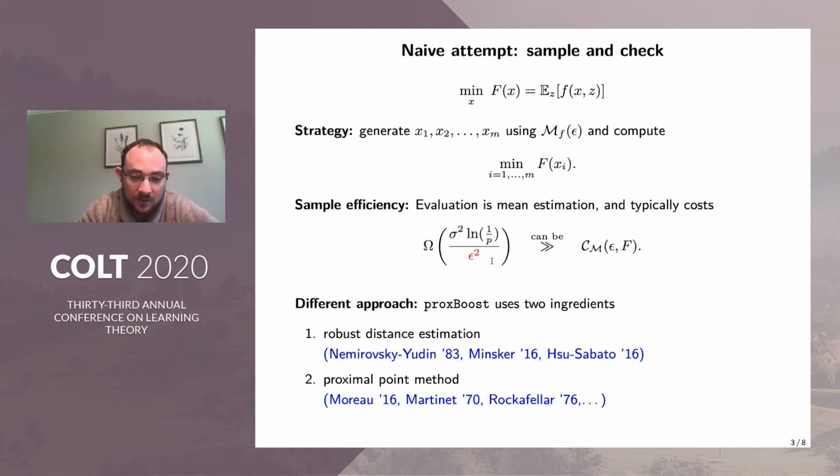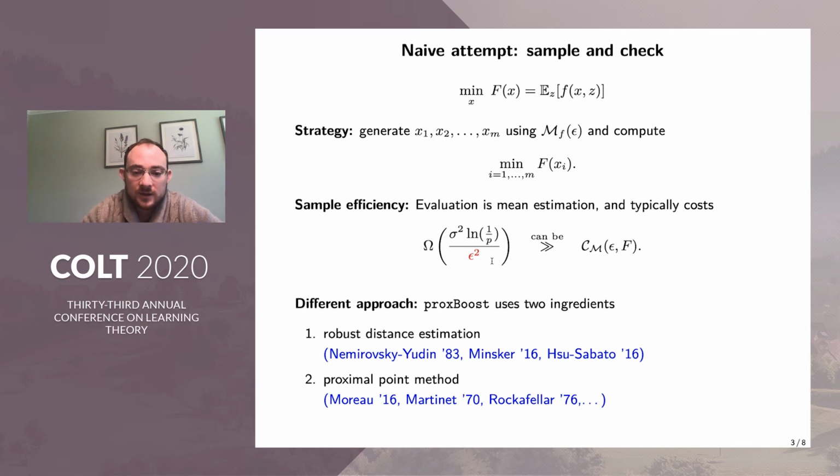There is a fix to this. The fix is based on this idea of robust distance estimation, and I'll describe this in a second. It avoids the question of evaluating the function. We will see, however, that it incurs a big cost in terms of the condition number instead of epsilon. And then the key insight of this paper is to show that you can alleviate this cost by embedding this robust distance estimation technique within a proximal point method, and that's going to be the full procedure.